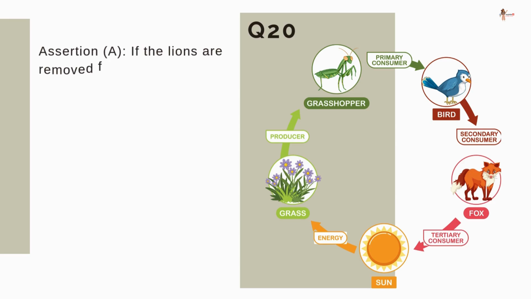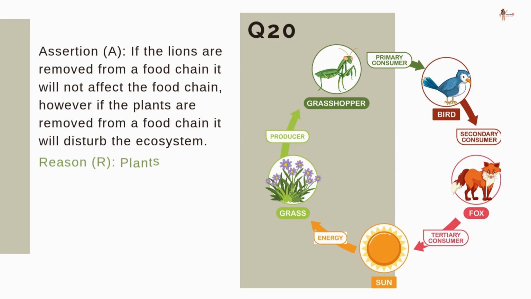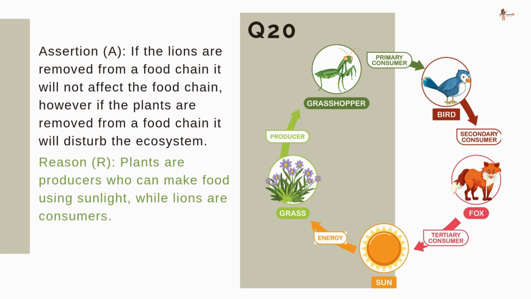Assertion is, if the lions are removed from a food chain, it will not affect the food chain. However, if the plants are removed from a food chain, it will disturb the ecosystem. Reason, plants are producers who can make food using sunlight, while lions are consumers.